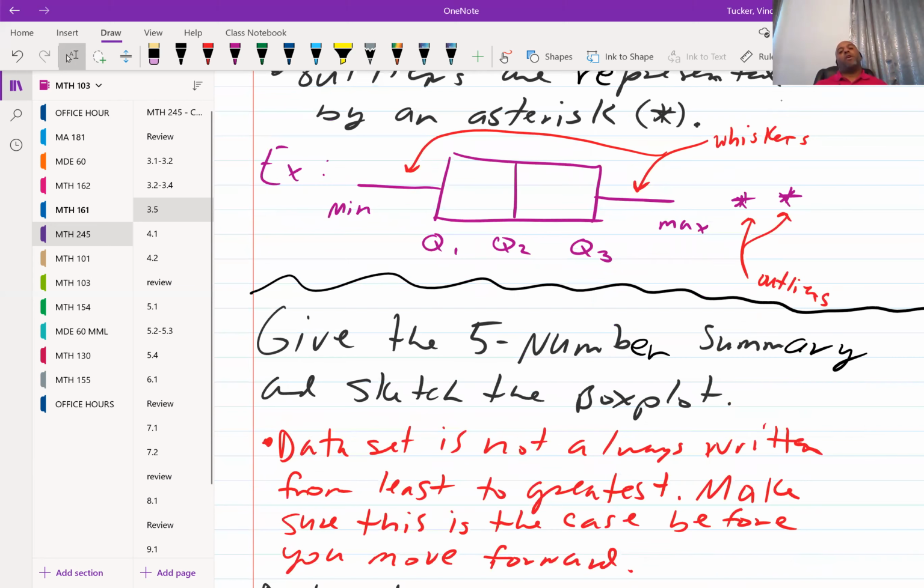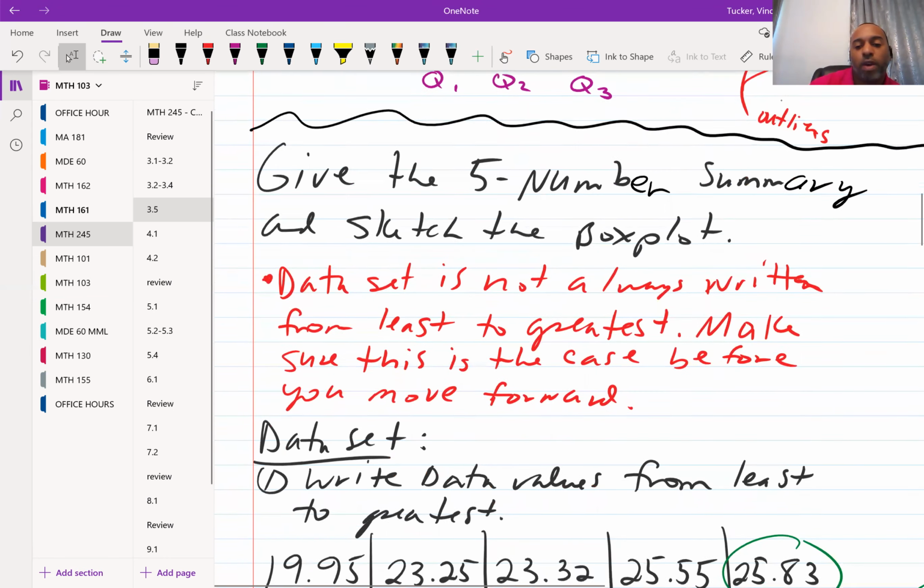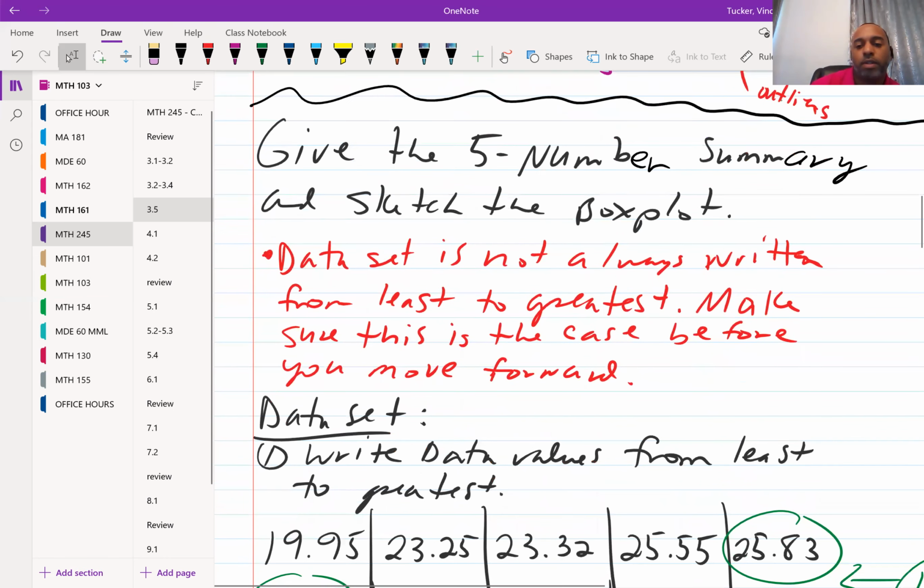All right, so a problem that pretty much summarizes everything that they talk about in this section is: give the 5-number summary and then sketch the box plot. So in red, just stating once again, your data set is not always written from least to greatest. Make sure this is the case before you move forward. So it's always going to be your first step: write your data set from least to greatest.